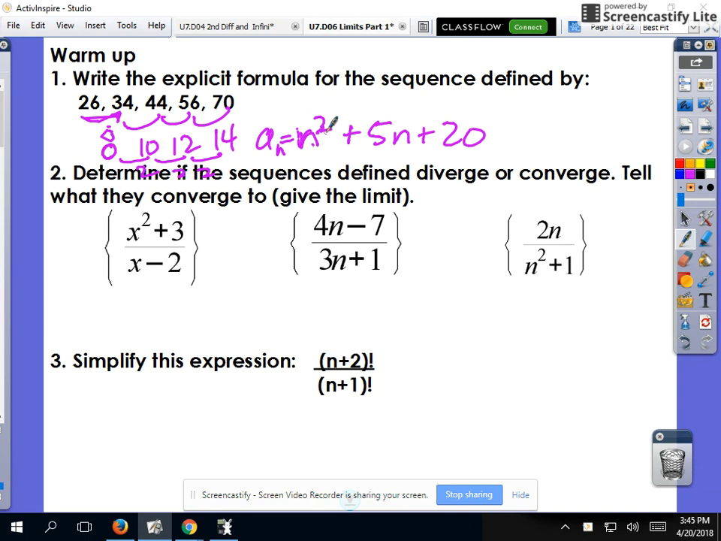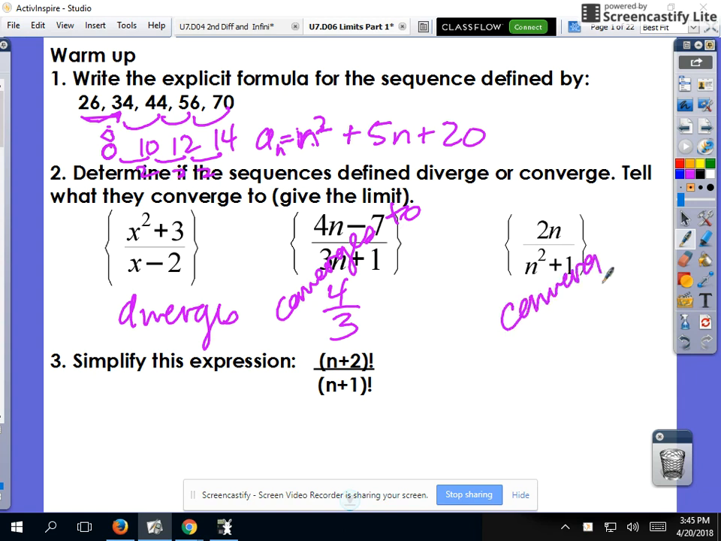For the second part, bigger degree on top, that means that it diverges. Same degree, that's 4/3, converges. And then this one, bigger degree on the bottom, that converges to 0. Simplifying this expression, we got a bigger value on top, so that's n plus 2 times n plus 1 factorial over n plus 1 factorial. Cancel, cancel. n plus 2 is our answer.